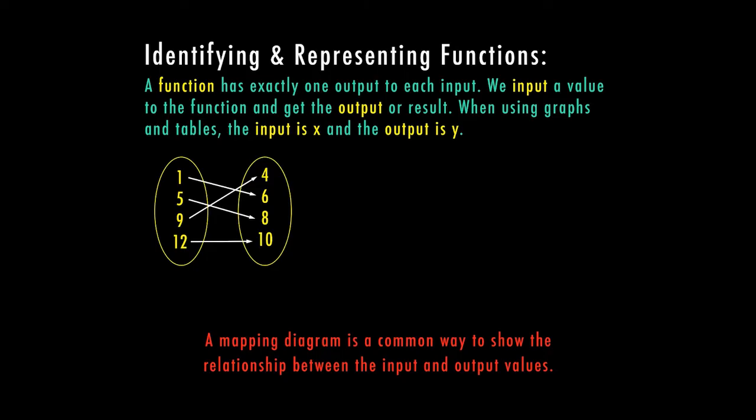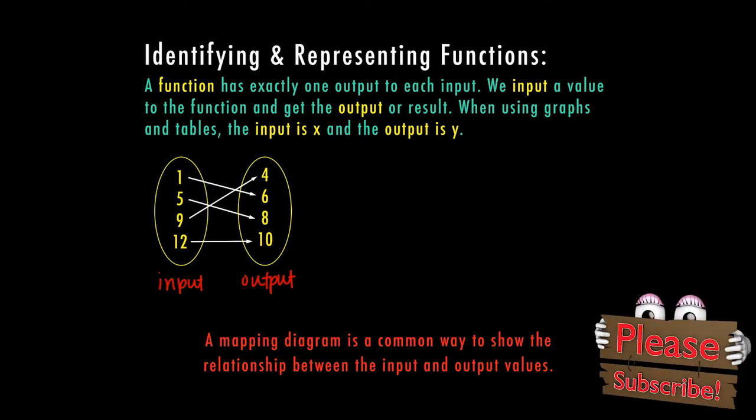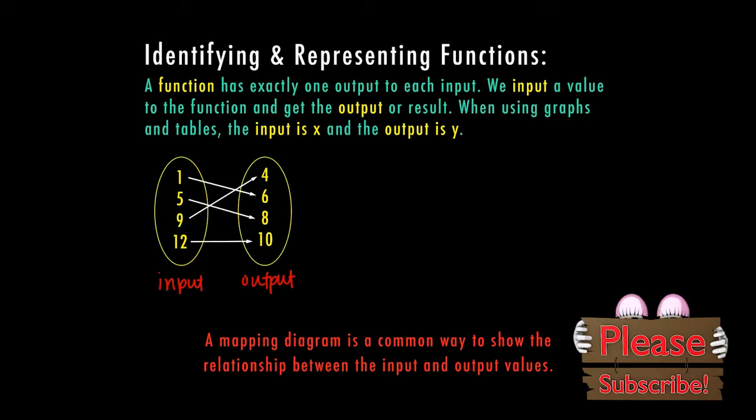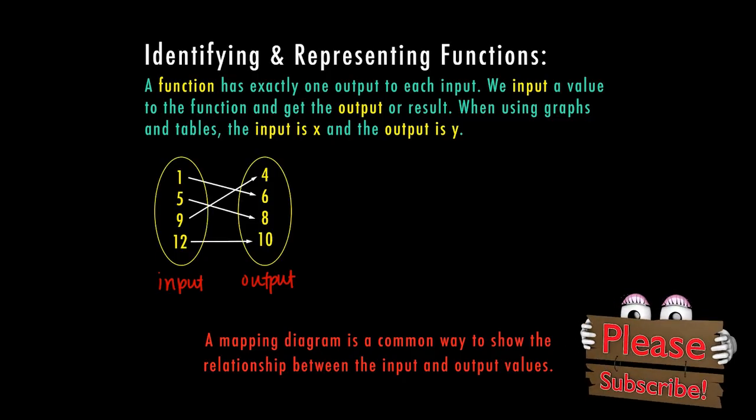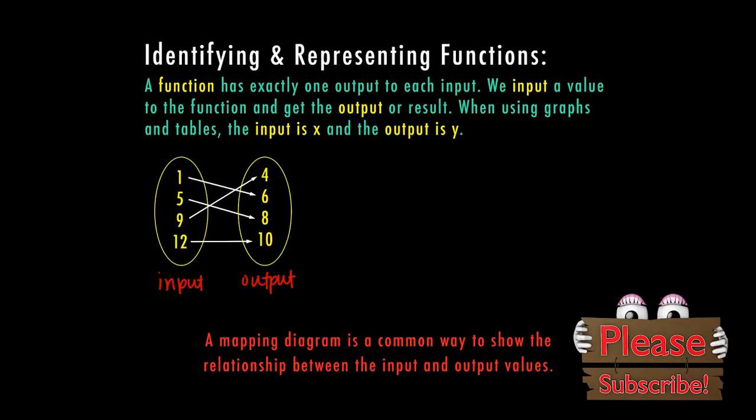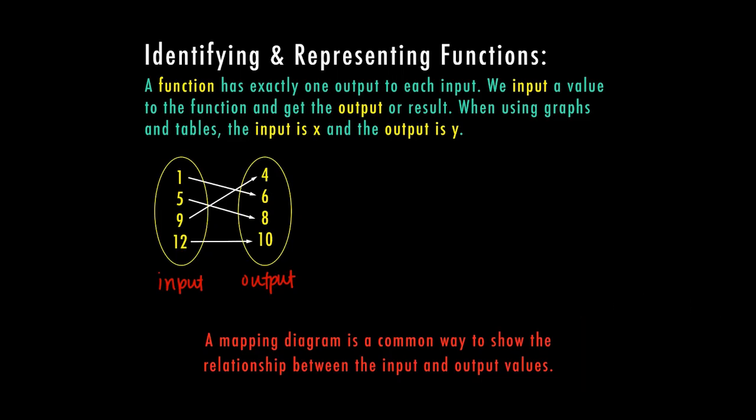So that means that the left is your input, the right is your output. If you notice, the arrow is pointing to the output. So when I input 1, my result or my output is 6. When I input 5, my output is 8, 9 goes to 4, and 12 goes to 10. Because this one has only one output for each input, this would be considered a function.